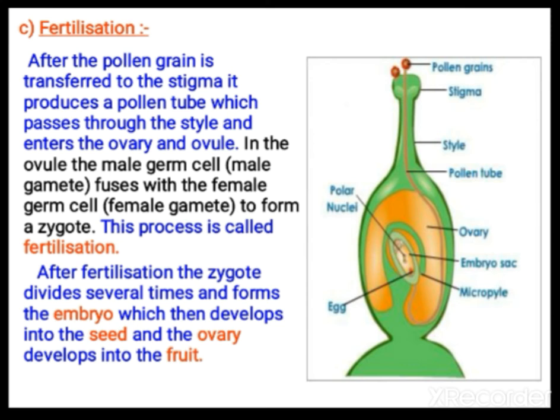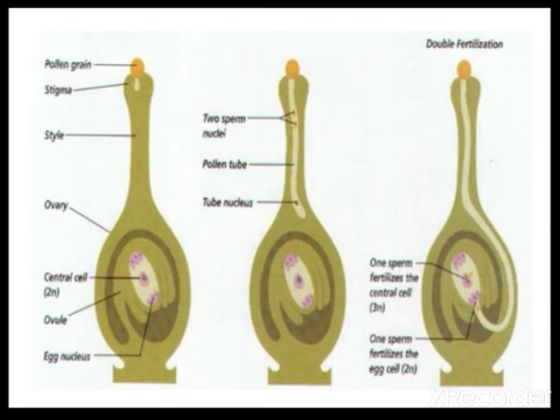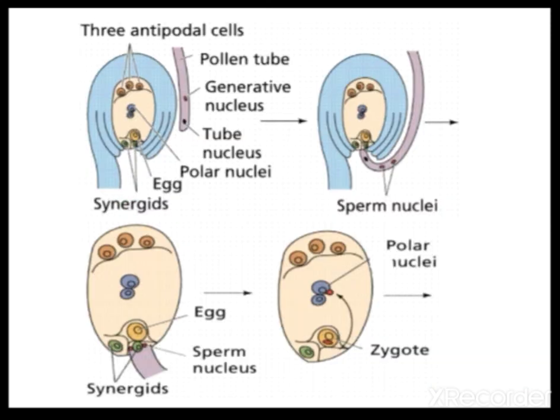After fertilization, the zygote divides many times and forms the embryo and later develops into seed, and the ovary develops into fruit. So this also we studied, how the pollen tube forms and enters inside and fuses. One fuses with the central cell and one fuses here. Ultimately, first pollination, then second fertilization. Pollination is transfer of pollen grain to stigma. Here the male gamete and female gamete fuse, that you call fertilization. Okay children.